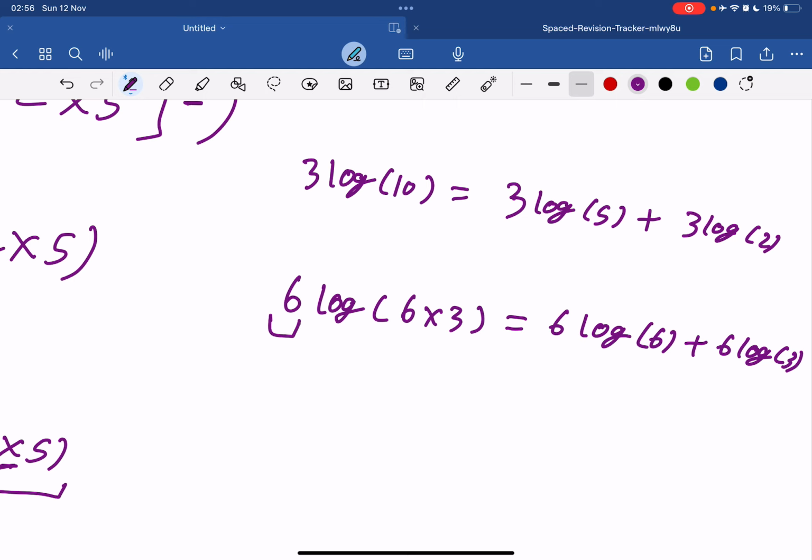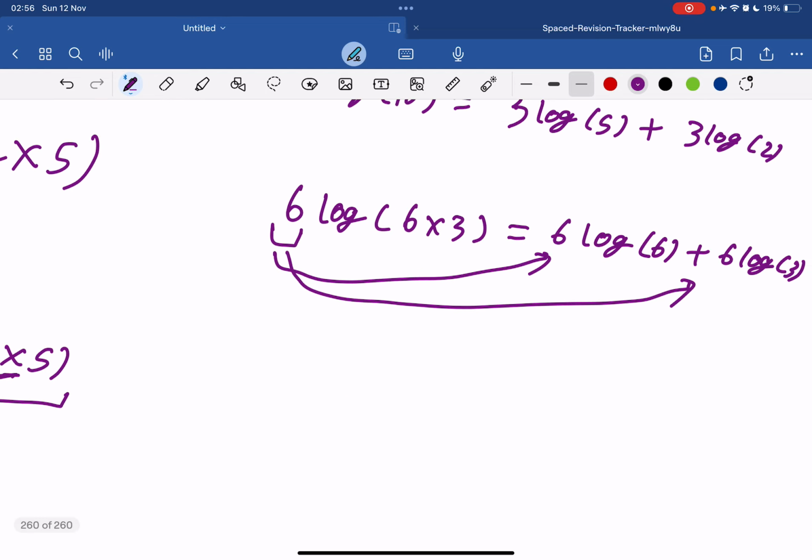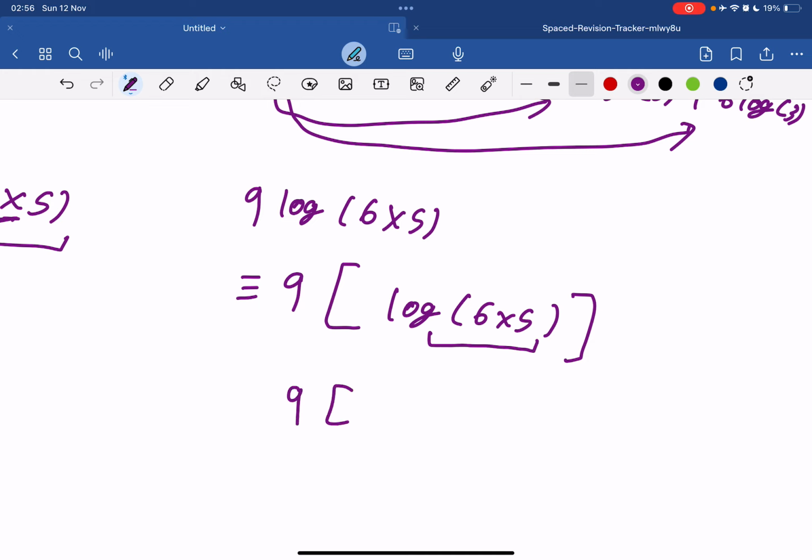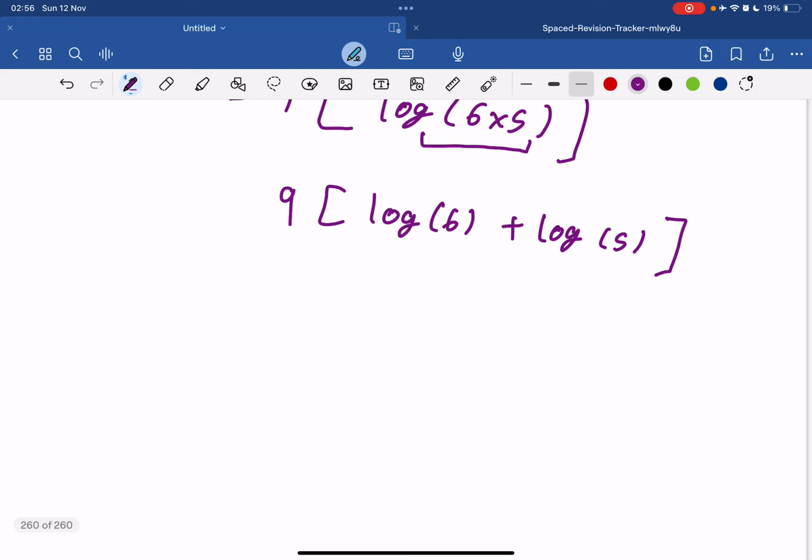Now you can see that this is almost being distributed like this. The reason this is the case is, think of it like this. Let's say I had 9 log base 6 times 5. This is the same thing as 9 times log base 6 times 5. Now if we use the log law of addition and multiplication on this, this would equal 9 times log base 6 plus log base 5. Now what do you notice?